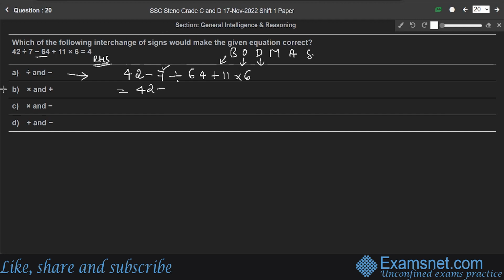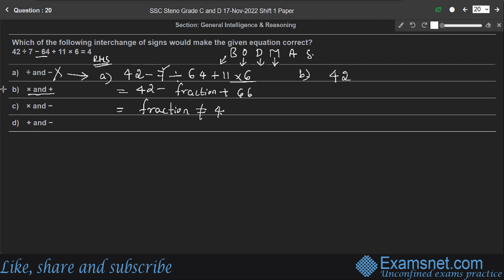So 42 minus a fraction, plus 11 into 6. According to BODMAS rule, multiplication comes after division, so 66 comes. So minus fraction, you will get a fraction. Finally, you will get a fraction, which is not equal to 4. Therefore, option A doesn't satisfy the given equation. So consider option B.